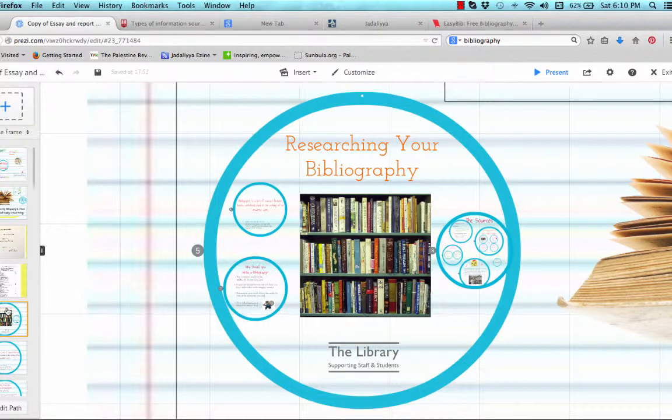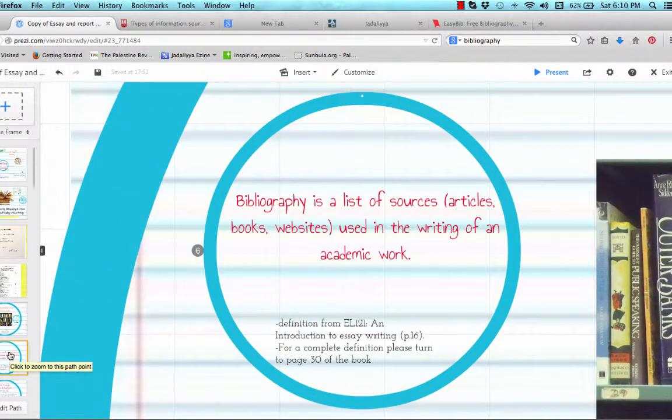Alright, so the first part is researching your bibliography. Now for those that have never had to turn in an academic work, or have never actually done a piece of research, or have done a piece of research but simply do not know what a bibliography is, it simply is a list of sources, articles, books, websites that you use in the writing of an academic work.